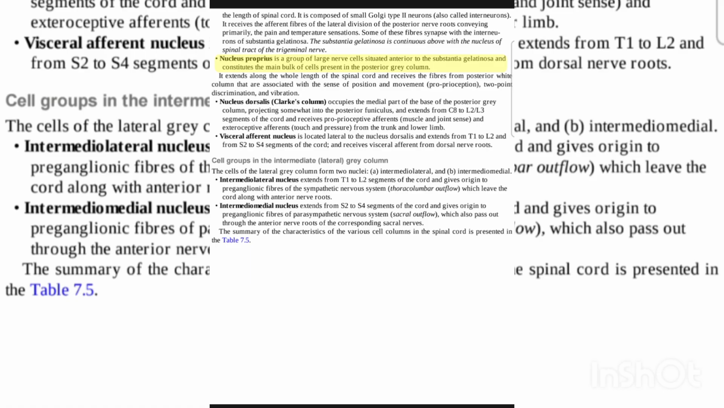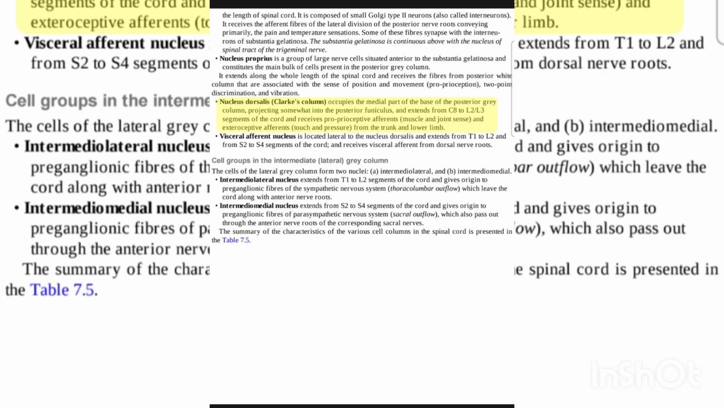Nucleus proprius is a group of large nerve cells situated anterior to the substantia gelatinosa and constitutes the main bulk of cells present in the posterior gray column. It extends along the whole length of the spinal cord and receives the fibers from the posterior white column that are associated with the sense of position and movement, proprioception, two-point discrimination, and vibration.